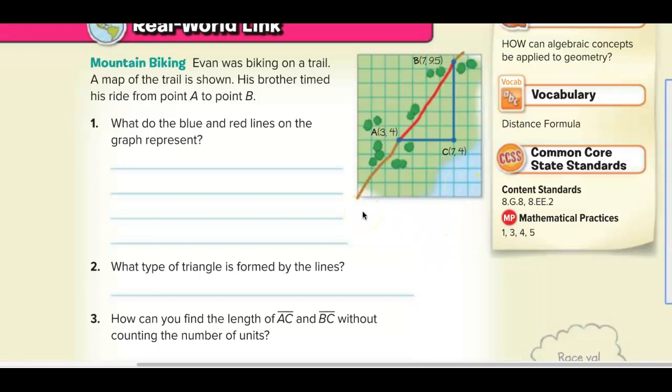Okay, so when we're looking at this, Evan was on a biking trail. A map of the trail is shown. His brother timed his ride from point A to point B. So what do these blue lines represent? Because that's not the trail that he took. What are the blue lines?